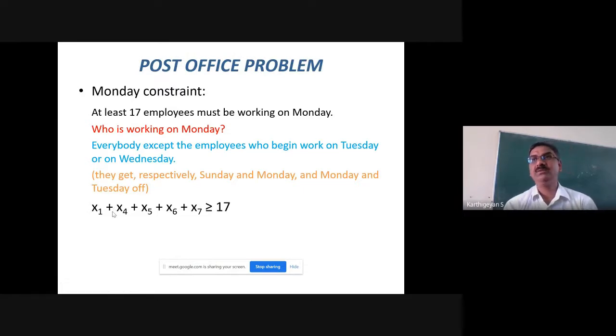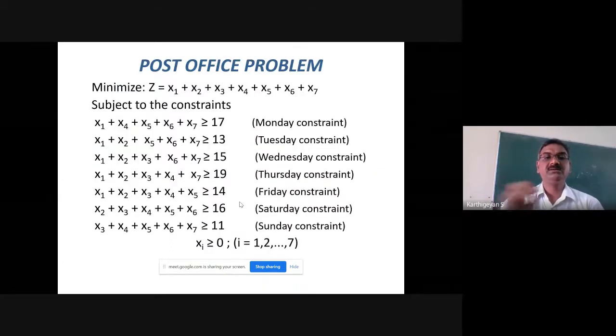Okay, so I have not included X2 and X3. X2 is the number of employees who start work on Tuesday, and X3 is the number of persons starting on Wednesday. So I have excluded X2 and X3. The reason is they won't work on Monday, because we are calculating who is working on Monday. So it will be X1 plus X4 plus X5 plus X6 plus X7, and there is a requirement of a minimum of 17 required to work on Monday. Minimum means it may be more than 17 also, so there is a greater than or equal to constraint. Similarly, I'll explain the remaining. For each day, there is a table in the beginning: 17, 13, 15 employees required on that particular day.